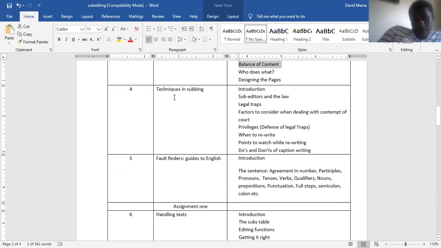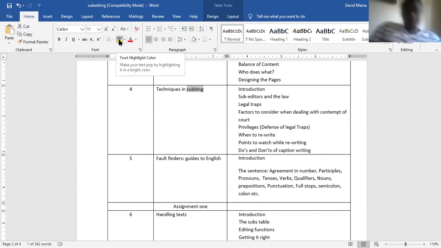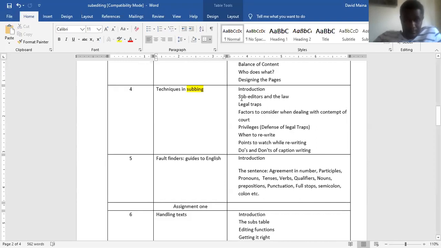So we are also going to look at techniques of subbing. Subbing is actually the work of the sub-editor. The main thing that a sub-editor does is subbing. So we are all going to look at subbing. So we will look at sub-editors and the law.